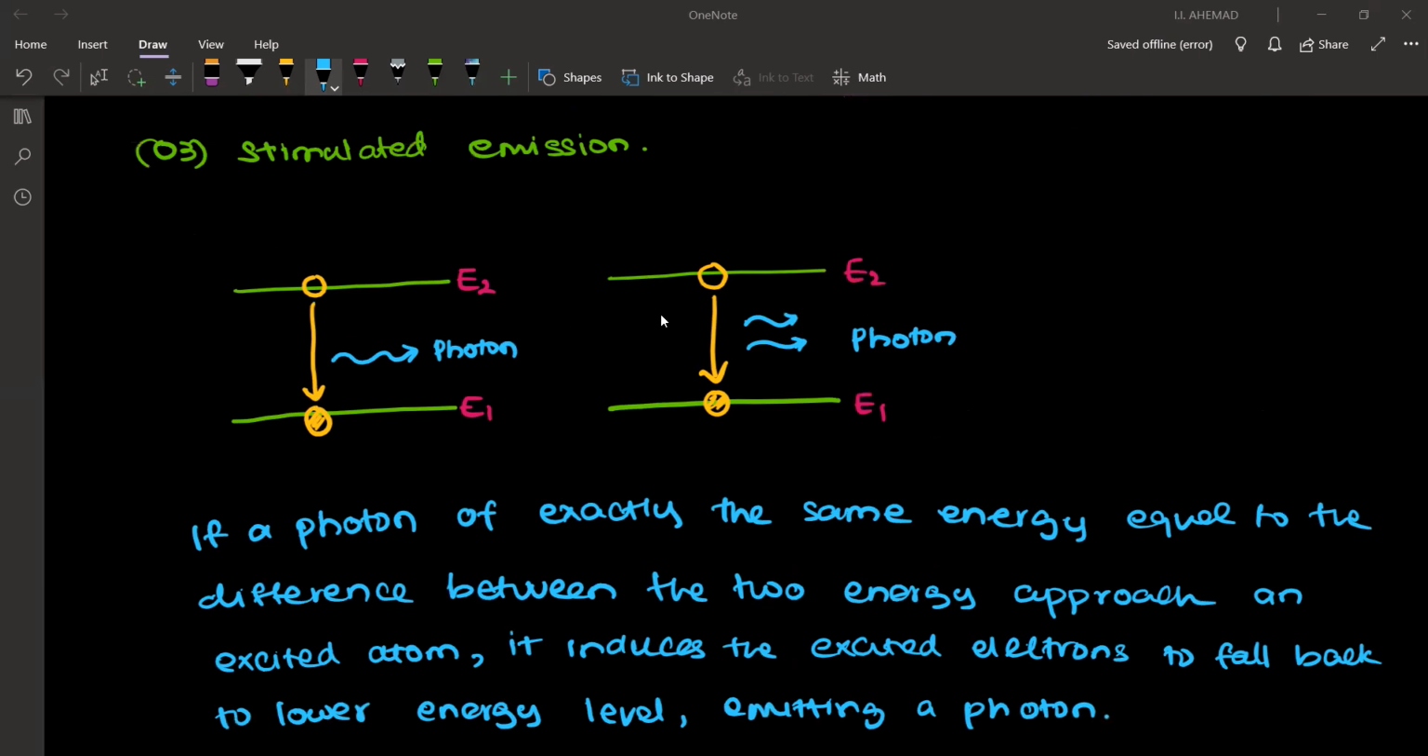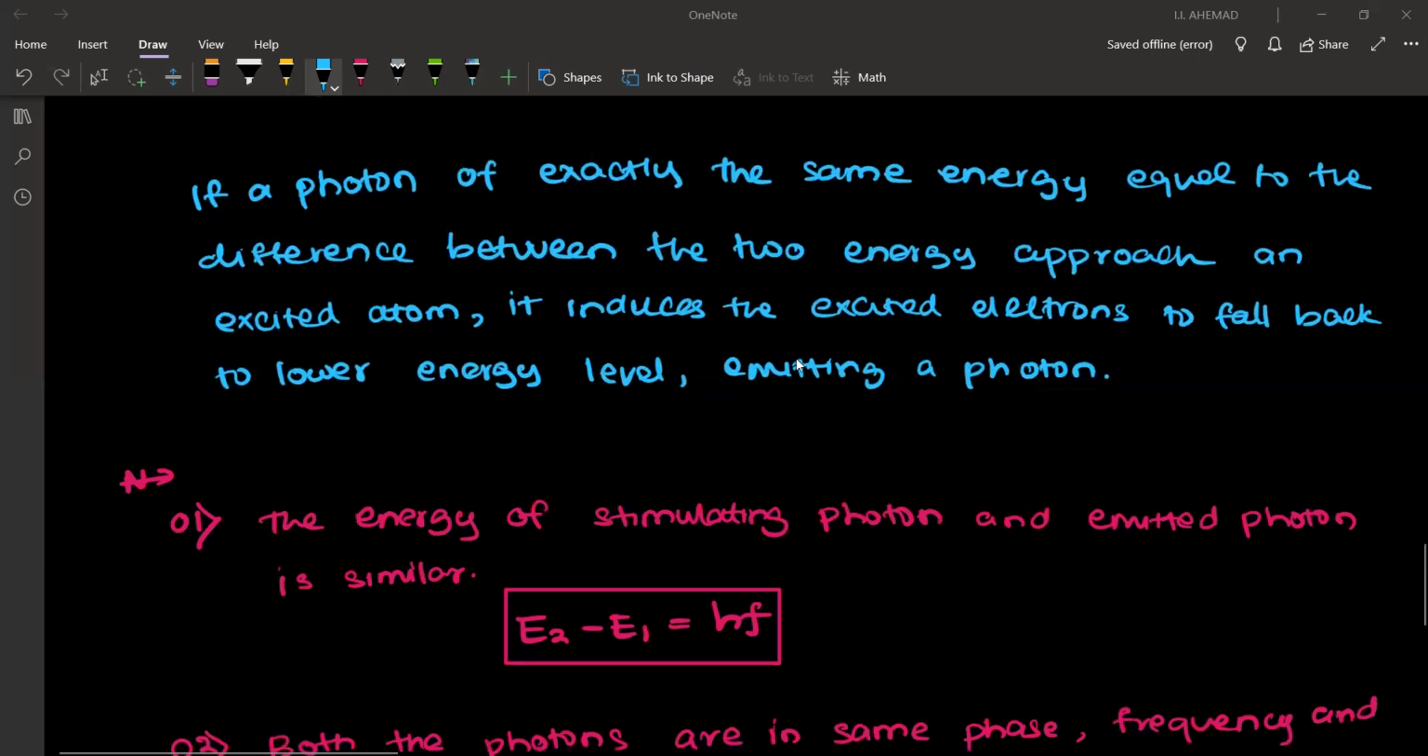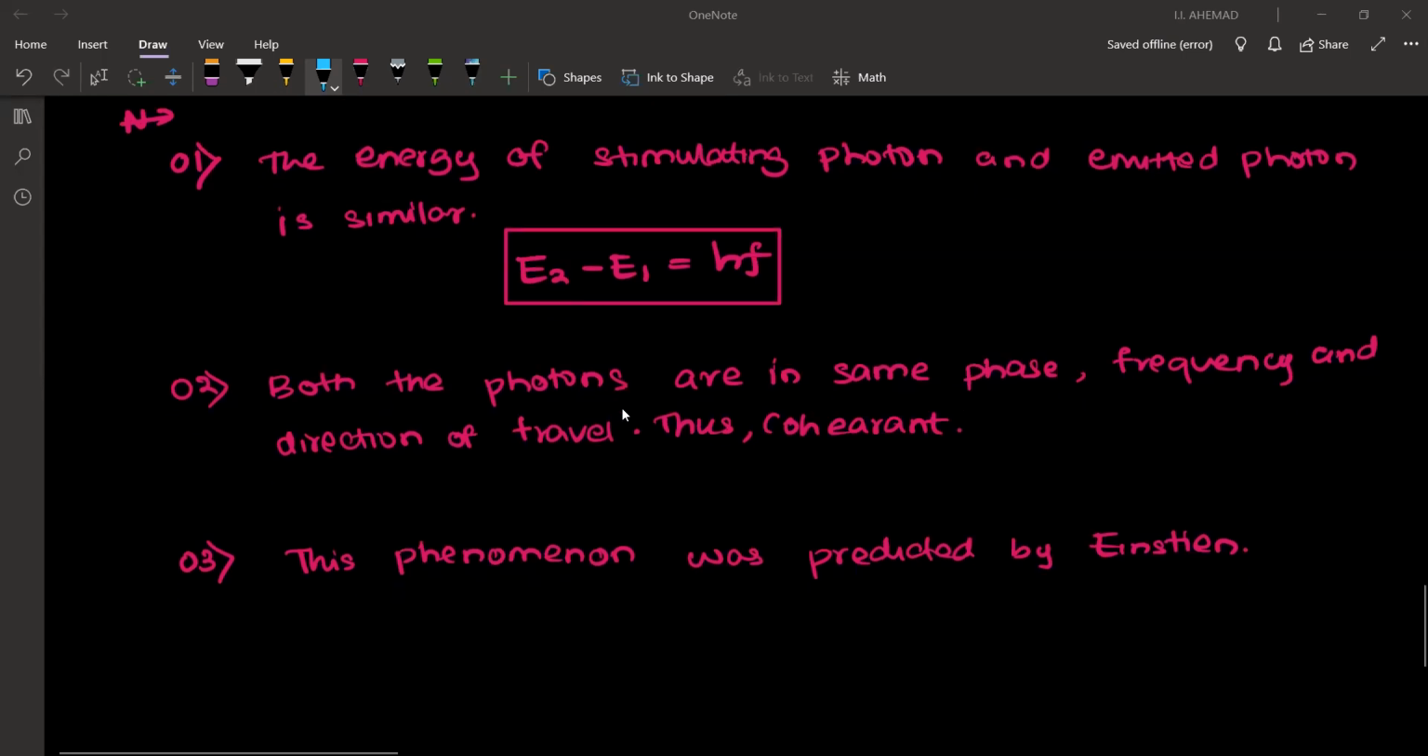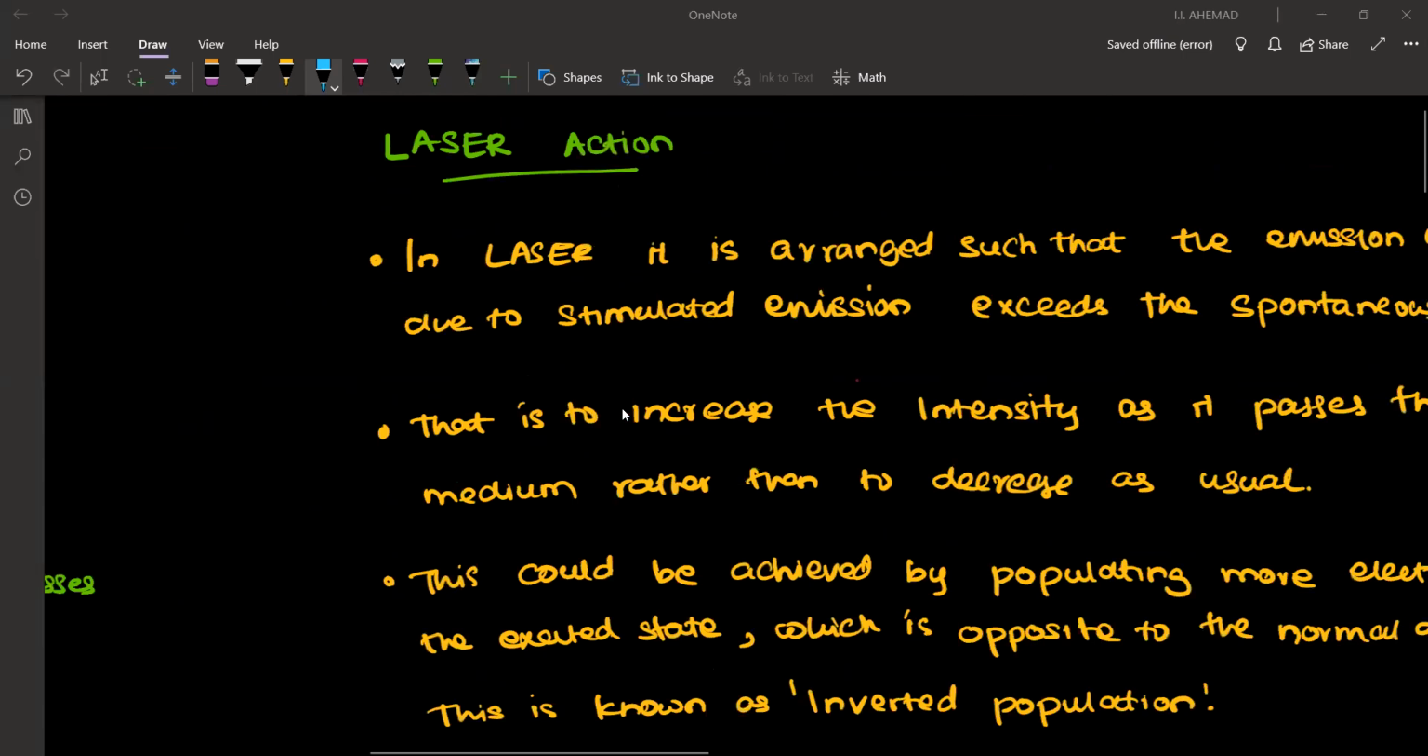If the approaching photon matches the energy difference between these two energy levels of an excited atom, then it will stimulate this electron to fall down and release a photon. What's special about this stimulated emission is that the released photon and the approaching photon are both in the same phase and same direction. Therefore, we call them coherent. So the energy of the stimulating photon and the emitted photon is similar. That's the speciality. So, using these three processes, let's see how a laser can work.